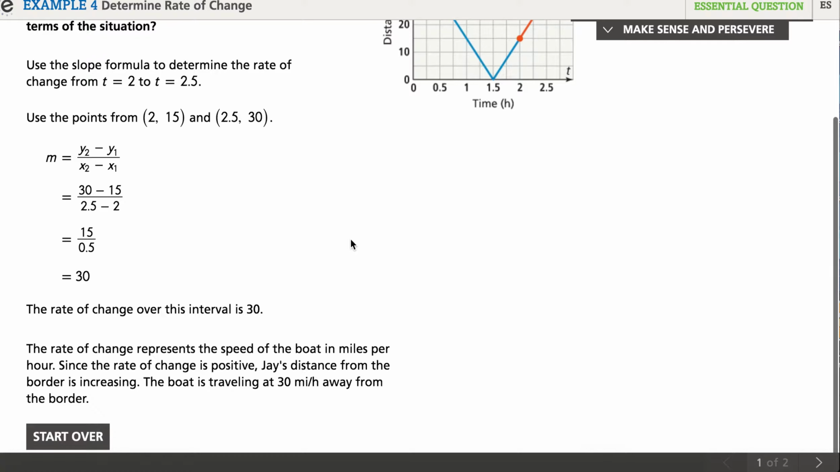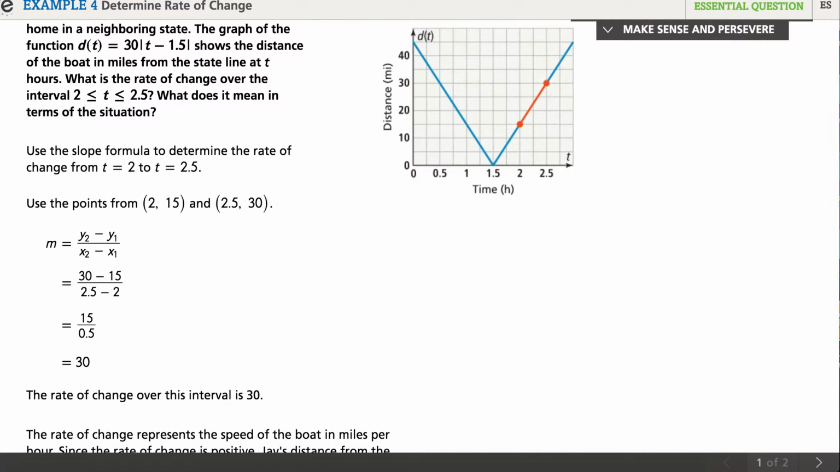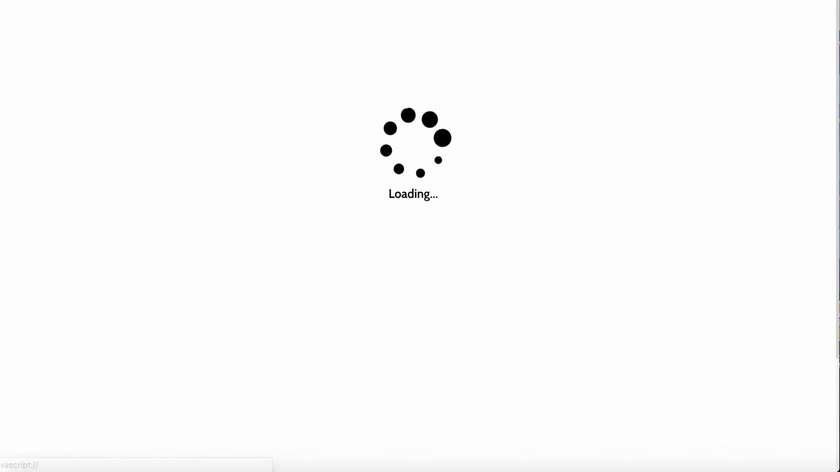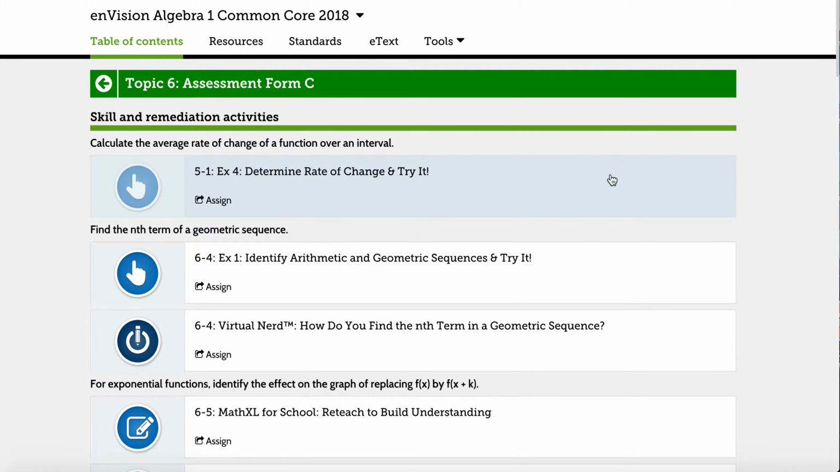The rate of change represents the speed of the boat in miles per hour. Since the rate of change is positive, Jay's distance from the border is increasing. The boat is traveling at 30 miles per hour away from the border. I'm just giving one example for each skill so you'll know what you have to do.